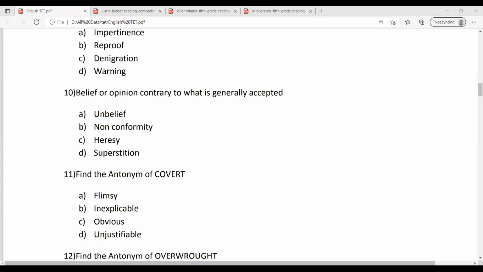Now see, when I told you the meaning, you're able to find out. There are many things in us that are covert, like anger or hatred, that would be covert behavior. Covert is that which is not seen. Overt is that which is seen. Flimsy, inexplicable, obvious, unjustifiable: obvious is right. Overt is not given there, so it is obvious, that which is seen.